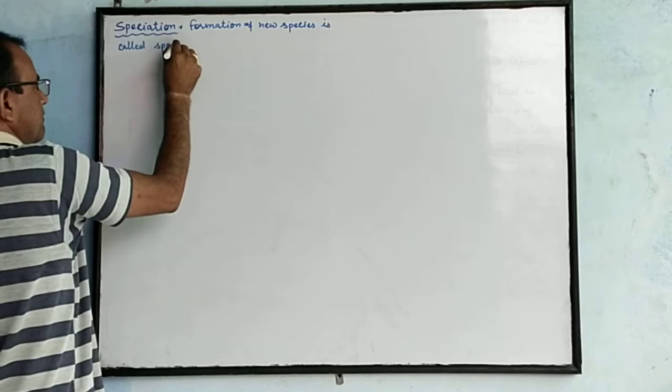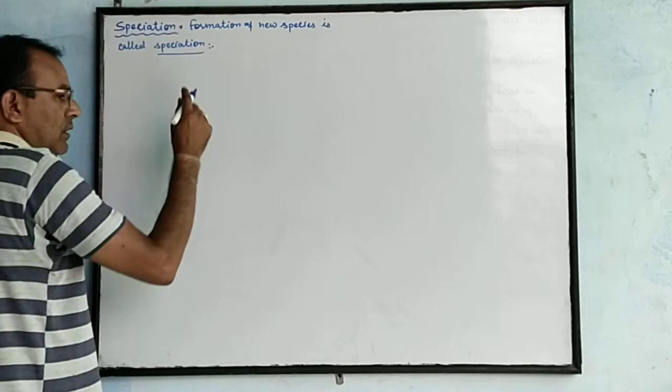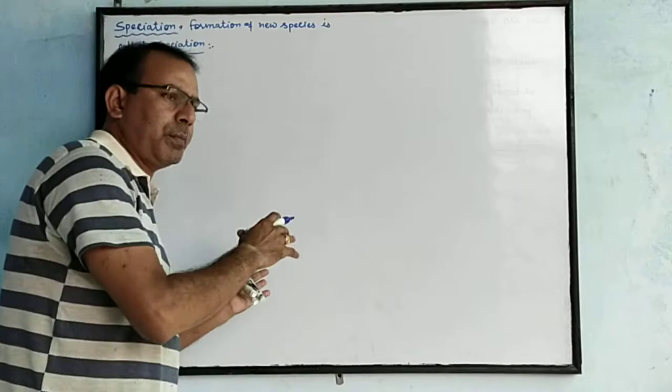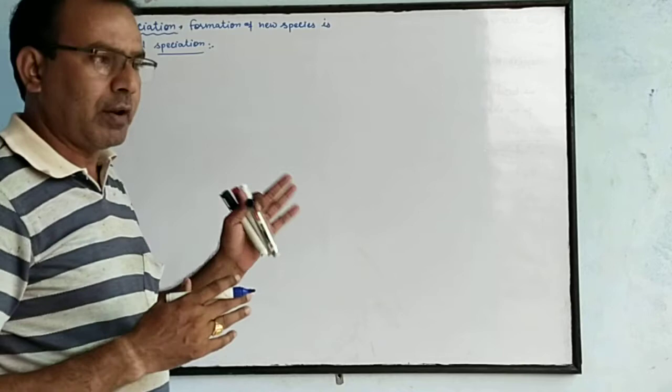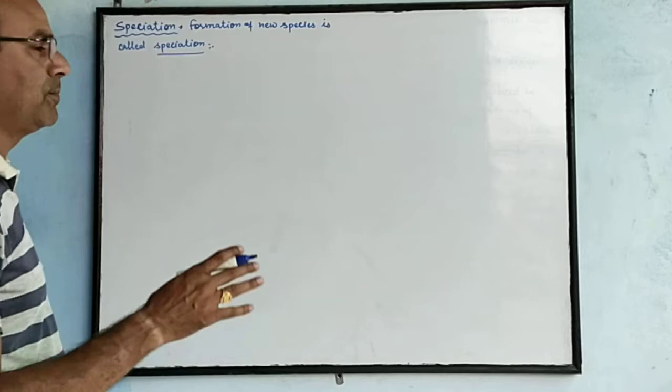This speciation may occur due to the geographical area. If any organism transfers from one place to another place, the geographical area is also very important for the development of that organism. So, what is speciation? Formation of new species is known as speciation.